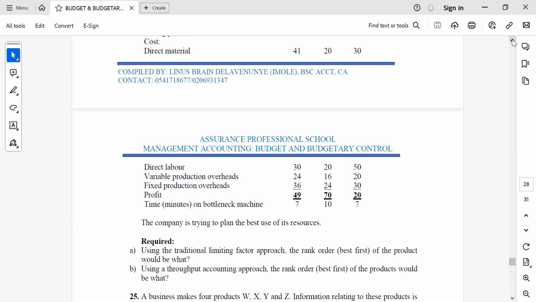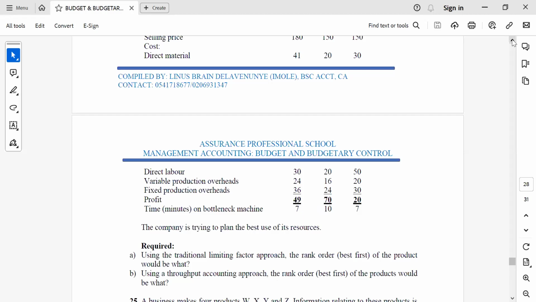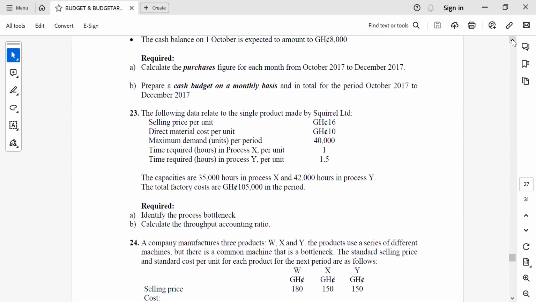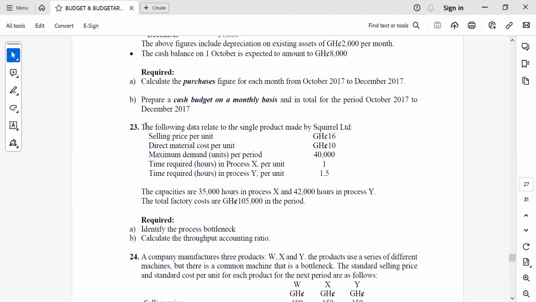Using the traditional factor, that one, we haven't done the limiting factor yet. Let's look at question 23 and then we'll pick another one. I have to finish the theory for standard costing today so that on Sunday we just start with the calculation. Okay, question 23.